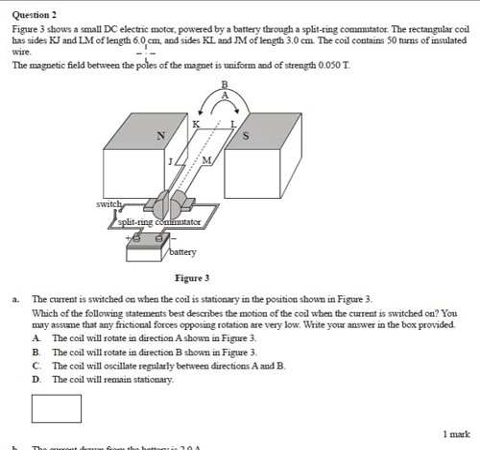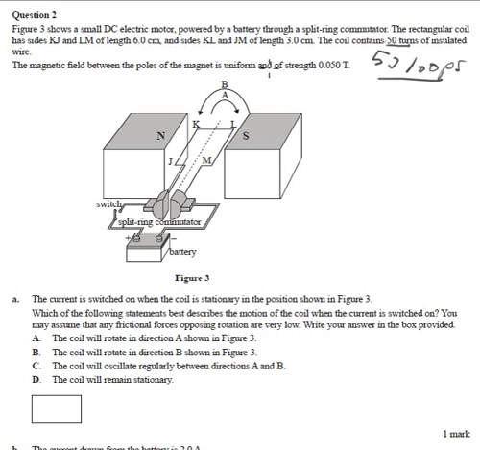So question 2 shows a small DC electric motor, powered by a battery, with a split ring commutator. They give you the dimensions of the coil within the magnets, and there are 50 turns. 50 turns means 50 loops. And they give us the magnetic field strength.